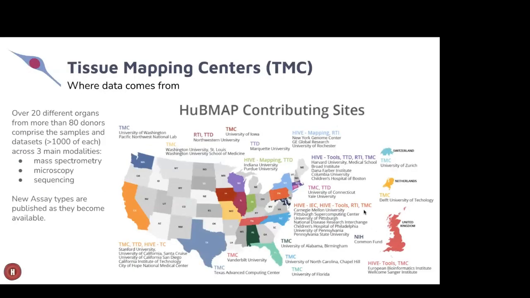As you can see from this slide, the tissue mapping centers are across the US, varying from west to east, with California, Washington, Texas. We have centers all across the US. Having said that, we have donors from different organs, be it male, female, with different modalities like mass spectrometry, microscopy, and sequencing.